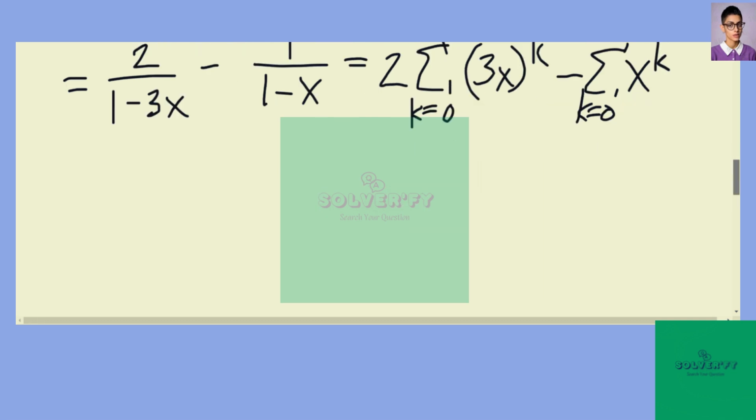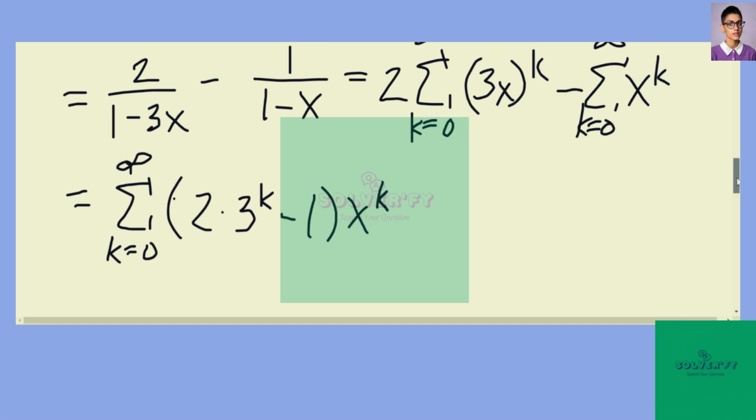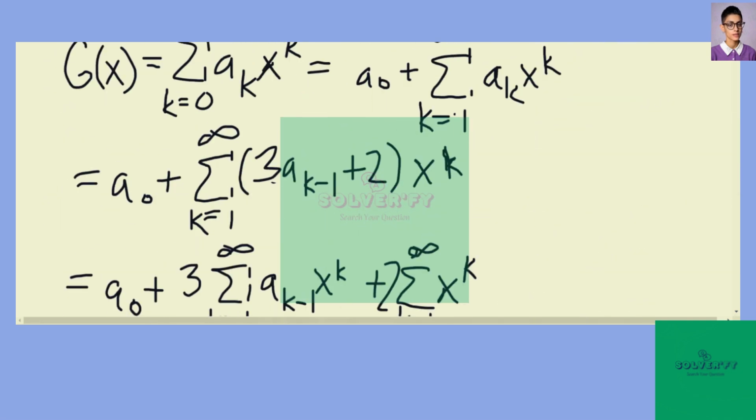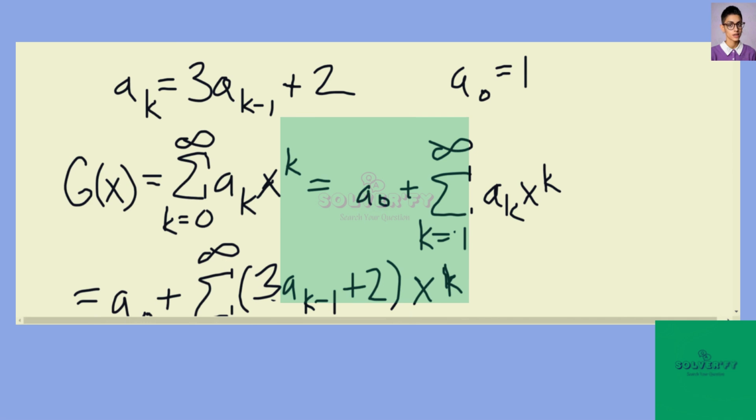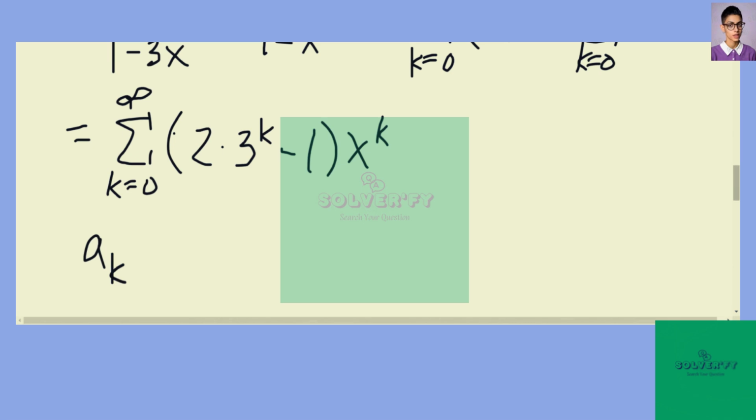And combining this into one sum, we have this is the sum from k equals 0 to infinity of (2 times 3^k minus 1) x^k. And since this is the same as g(x), which is the sum from k equals 0 to infinity of a_k x^k, these two power series are equal. It follows that the coefficients are equal. And so we have that a_k is equal to 2 times 3^k minus 1.